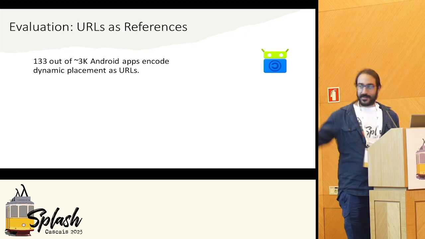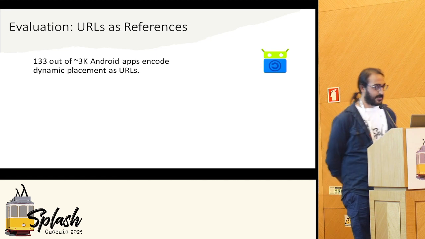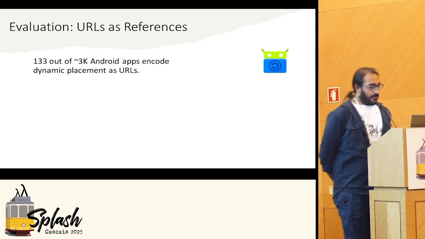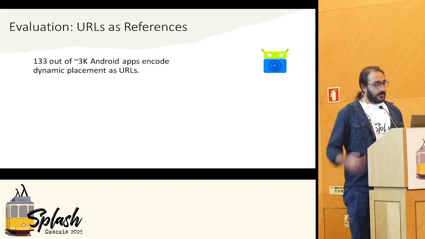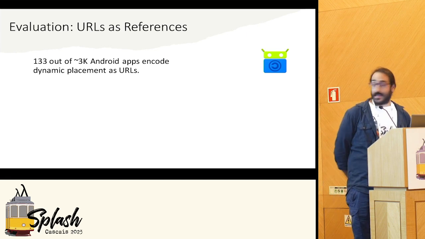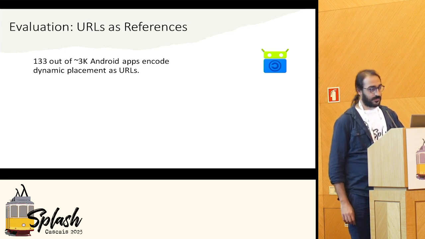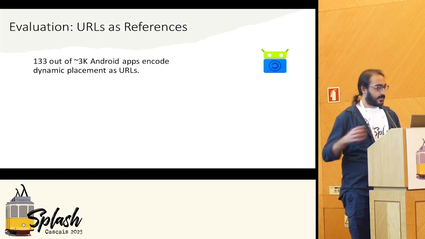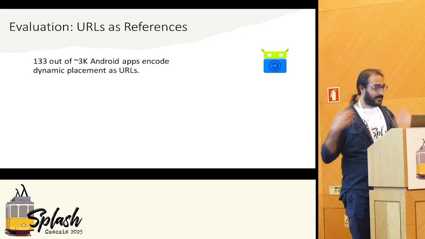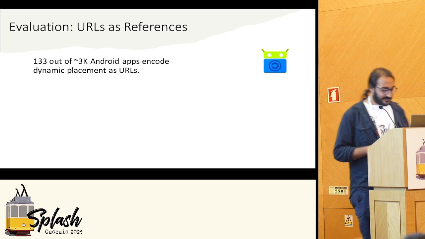So how did we find this code? We went through the open source projects in F-Droid. There's about 3,000 of them. And we found that 133 use URLs for dynamic placement. But I should also say that there are many ways to encode dynamic placement, and URLs is just one of them. And we didn't look for the others. I think 133 is a good sample to show that this is a real-world problem.